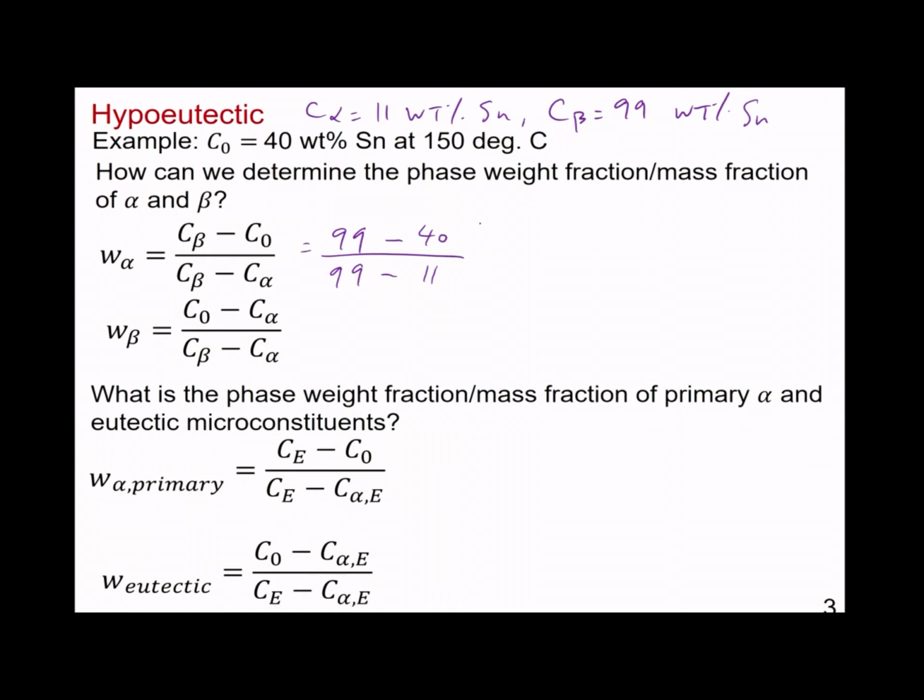We're going to crunch that number out, and we get 59 over 88, so that's the fraction of alpha that you have. Analogously, for beta, the mass fraction would be 0.33, which is 1 minus W alpha. You could also calculate these numbers so that you check your calculations.